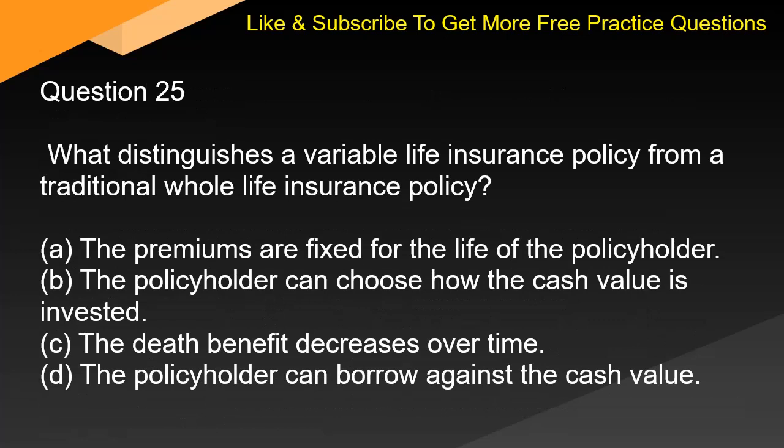Question 25. What distinguishes a variable life insurance policy from a traditional whole life insurance policy? A. The premiums are fixed for the life of the policyholder. B. The policyholder can choose how the cash value is invested. C. The death benefit decreases over time. D. The policyholder can borrow against the cash value.